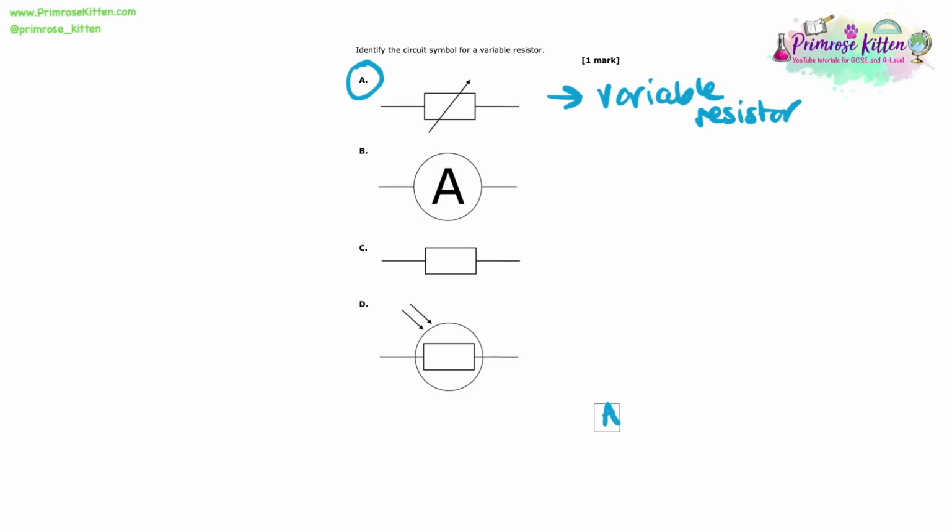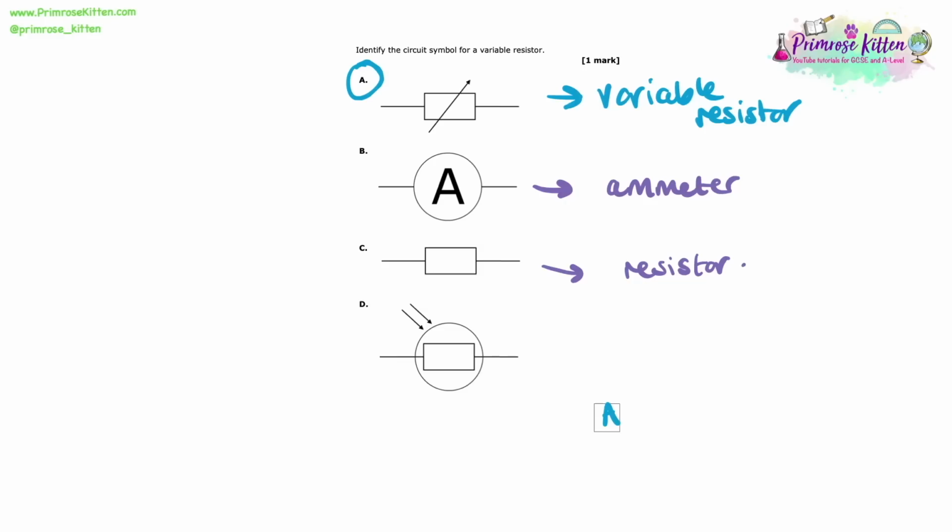But let me tell you what the others are as well. In position B, this circle with an A in it is an ammeter. We should know that an ammeter is used to measure current. Next up, in C, we have a resistor. Generally in physics, whenever we have a rectangle as part of the circuit symbol, it is some type of resistor. If you look above, you can see the variable resistor had that rectangle too, but the arrow told us that it was a variable resistor.